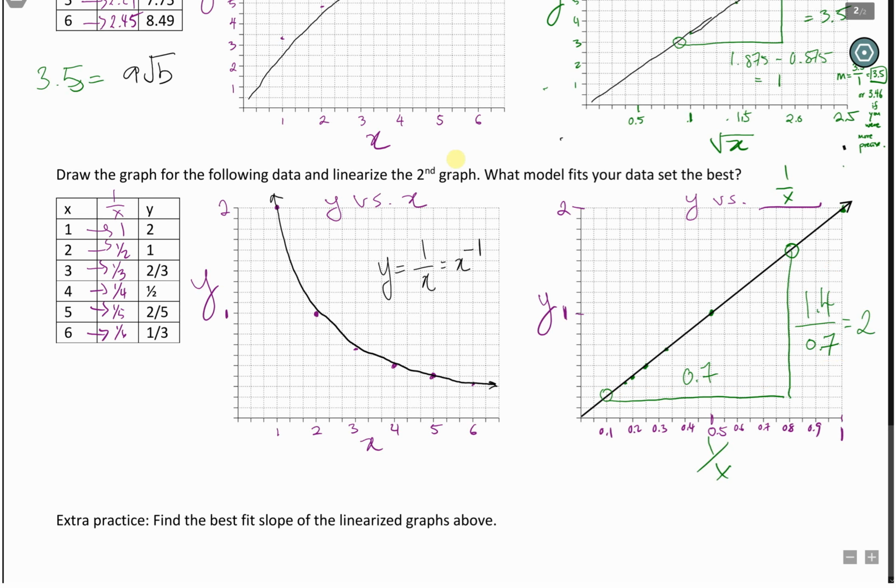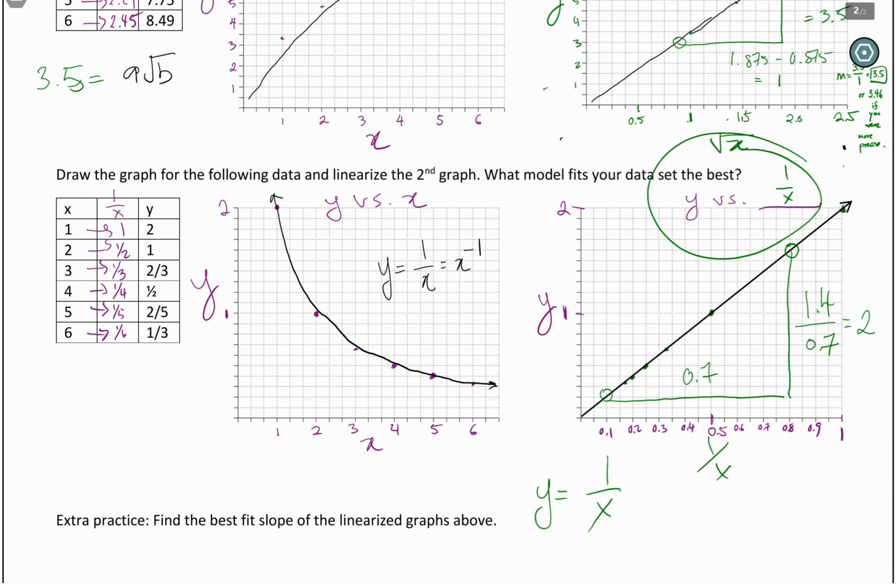Hopefully you have that. That means we can even write out the original equation of our graph. Because we know that the graph must be in the form of 1 over x, as this function over here. And since we have a slope of 2, if we write this as y is equal to a times 1 over x, that means the a must be the 2 as being the slope, which then gives us 2 over x. That is using linearization to even help you figure out the equation of your line.